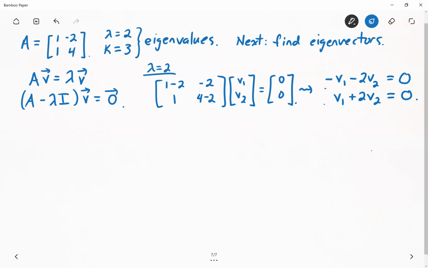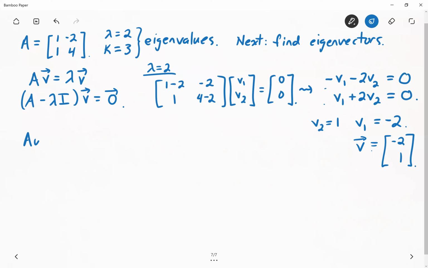So maybe, to keep the math simple, pick V2 equals 1. And then we'll solve the other equation for V1, since we picked that value for V2. V1 has to be negative 2 to get these equations to work out. There are lots of possible eigenvectors, but it's a good idea to pick the simplest one we can. So we'll get this first eigenvector to be negative 2, 1. And that will be the first column of our eigenvector matrix P.